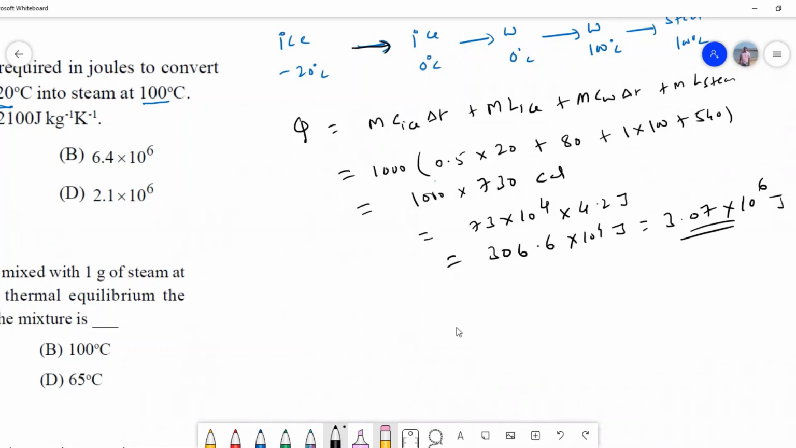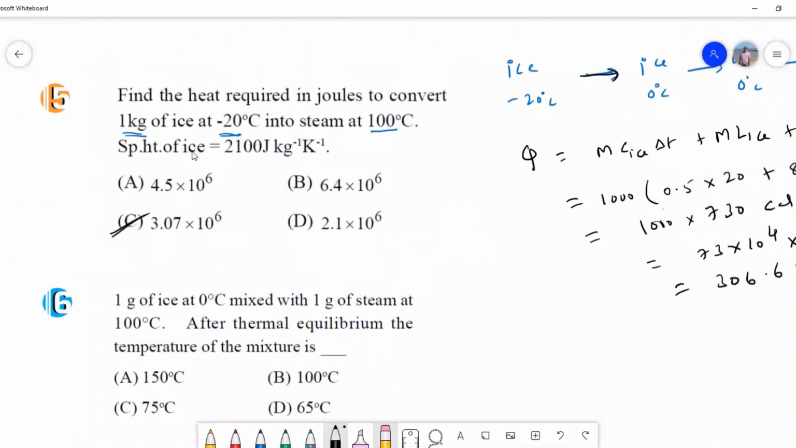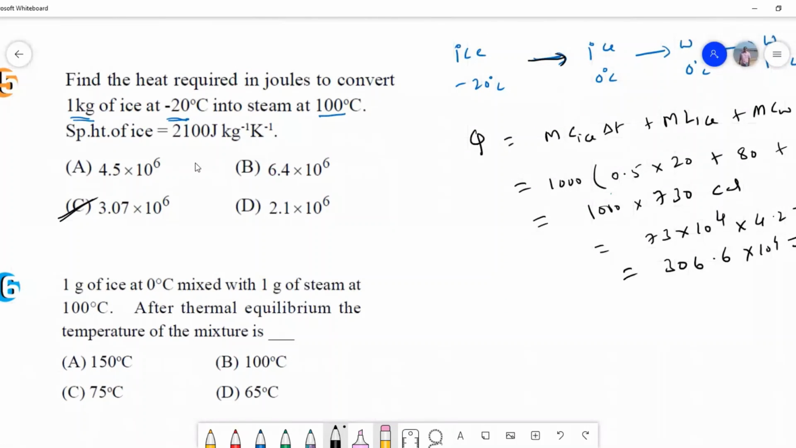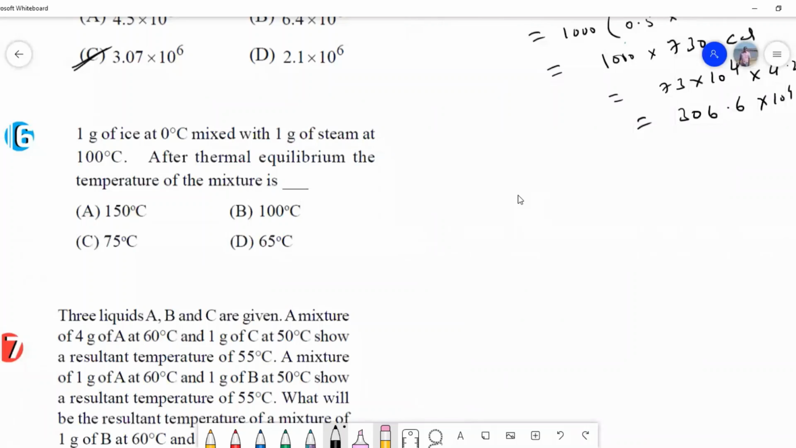So I always suggest you solve the problems in calories and finally convert into joules. That will be more easy, because if you take kilograms, the calculation part becomes lengthy. So convert into grams and finally convert the answer into joules. That will be very easy. Now let us see the next problem.